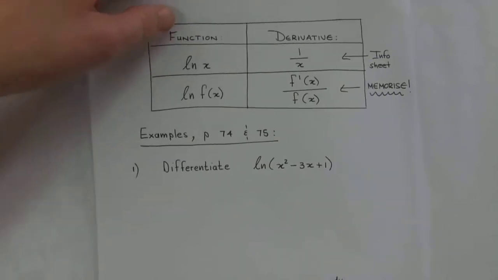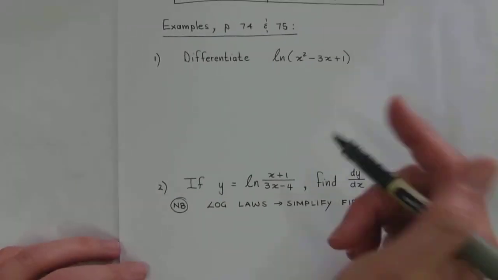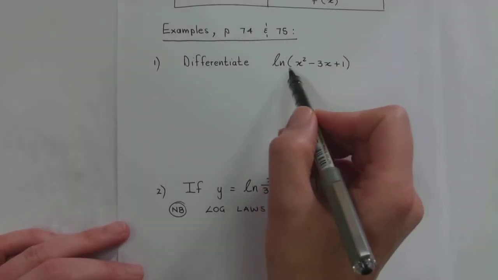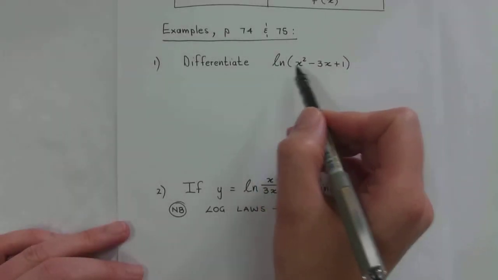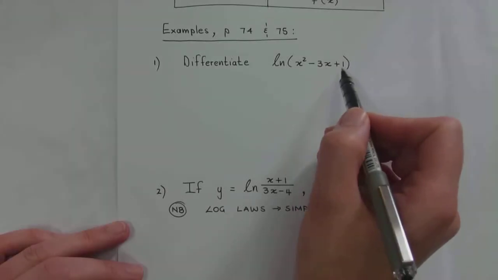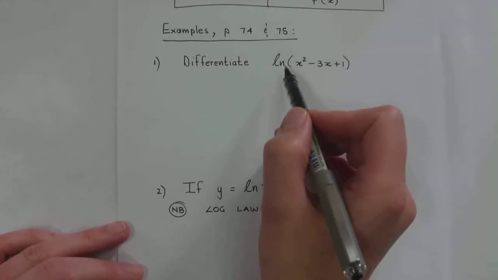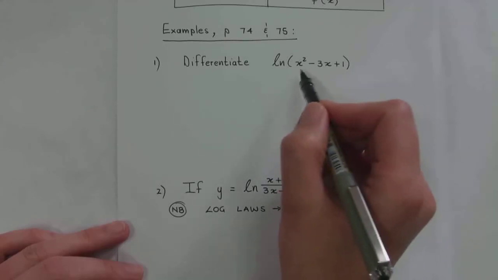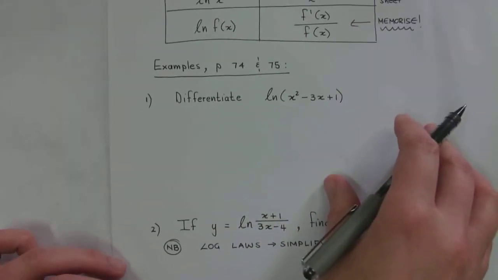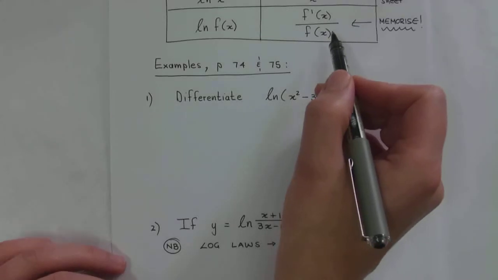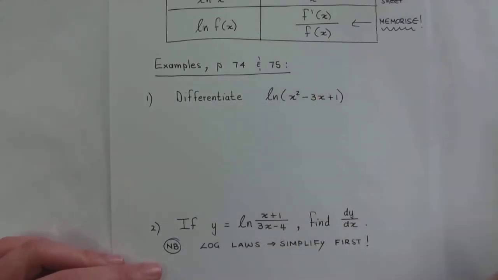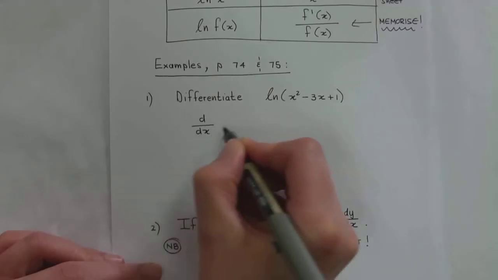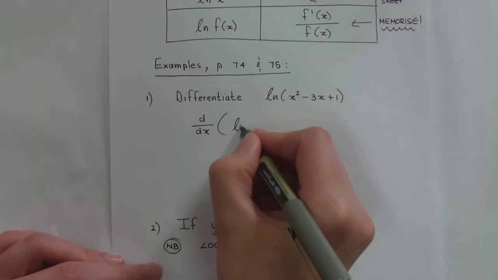Okay, so let's get started on the examples. We have some examples on page 74 and 75 of the textbook. So the first one, they say differentiate the function ln of x squared minus 3x plus 1. So this one specifically is one of those ones where my inside function is not just x. So because my inside function is not just x, I'm going to use this particular deduction that I've already discussed with you guys. So let's just watch our notation. I'm going to say d over dx of that function.